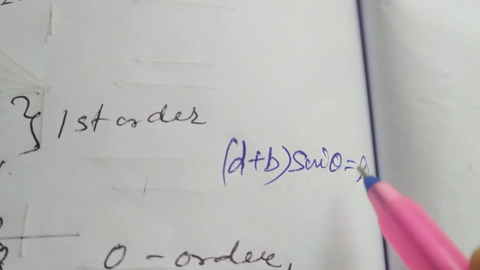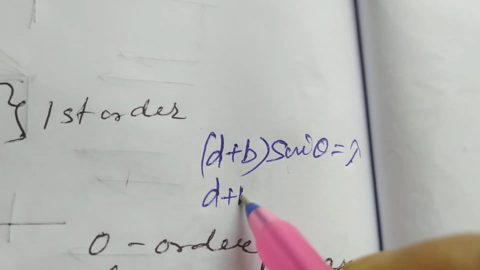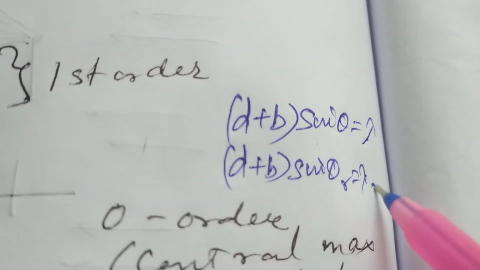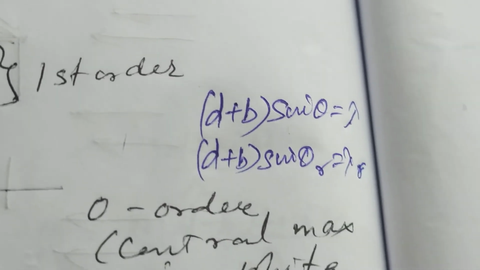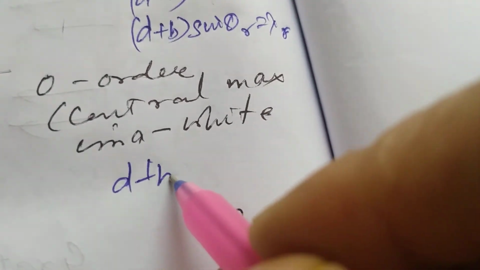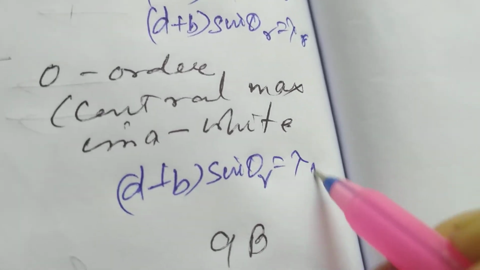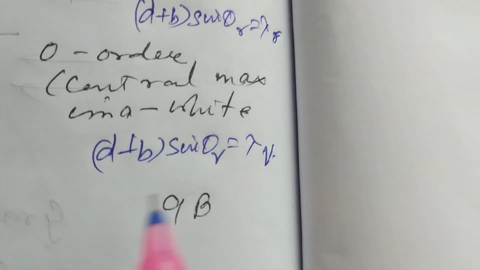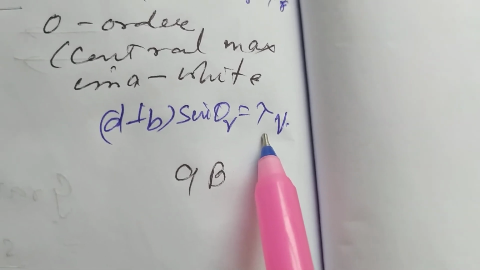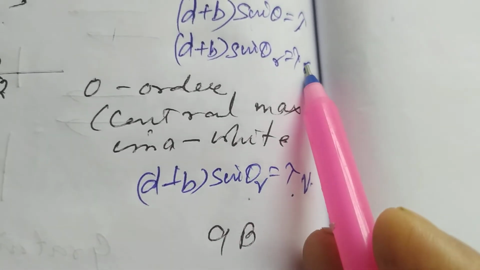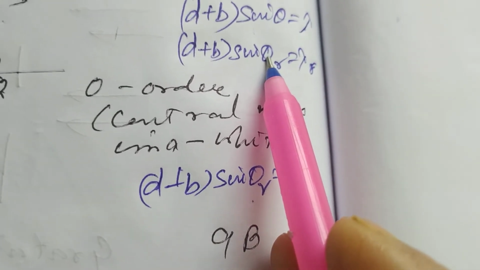Now for red, (d plus b) sine theta r is equal to lambda r, and for violet, (d plus b) sine theta v is equal to lambda v. Now which one is shorter? Lambda v is smaller, so my theta v will also be smaller. Lambda r is larger, so theta r will also be larger.